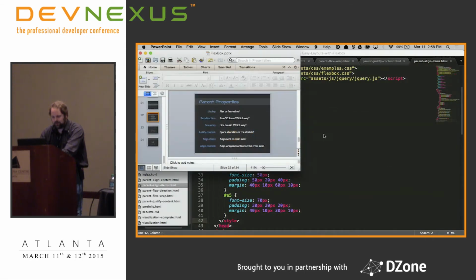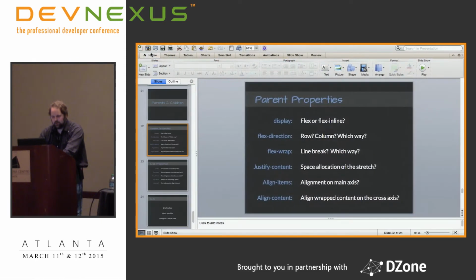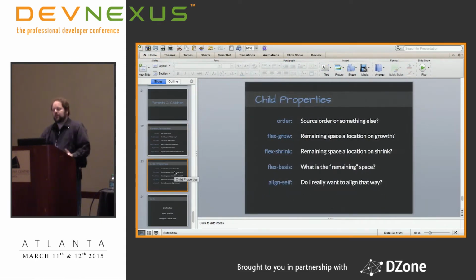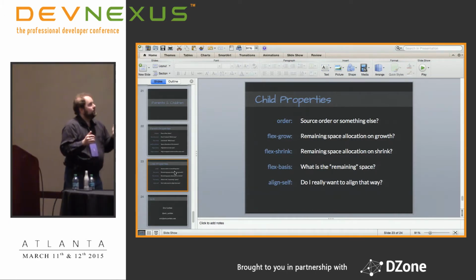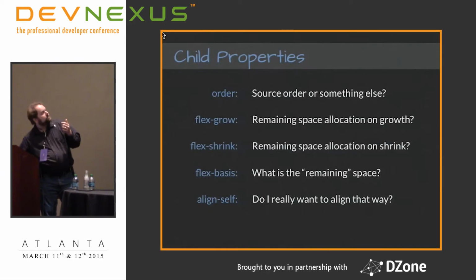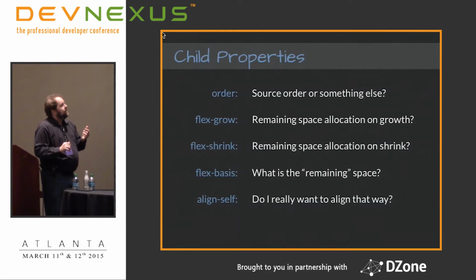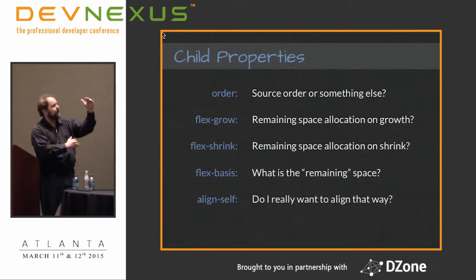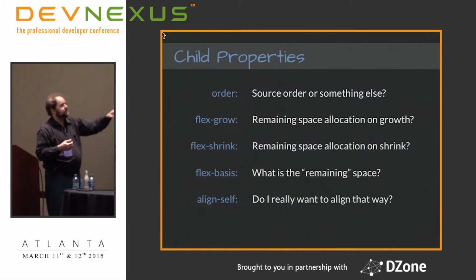So pop back to PowerPoint. I promise I just have one slide here. Children are the most confusing ones. I mean, order is not bad because you're just defining what order. You can put child items in the source in a certain order and then signify them in another order with CSS. Flex grow and flex shrink, that's pretty cool. It's an appropriation of remaining space, and remaining space has a lot to do with this flex basis.